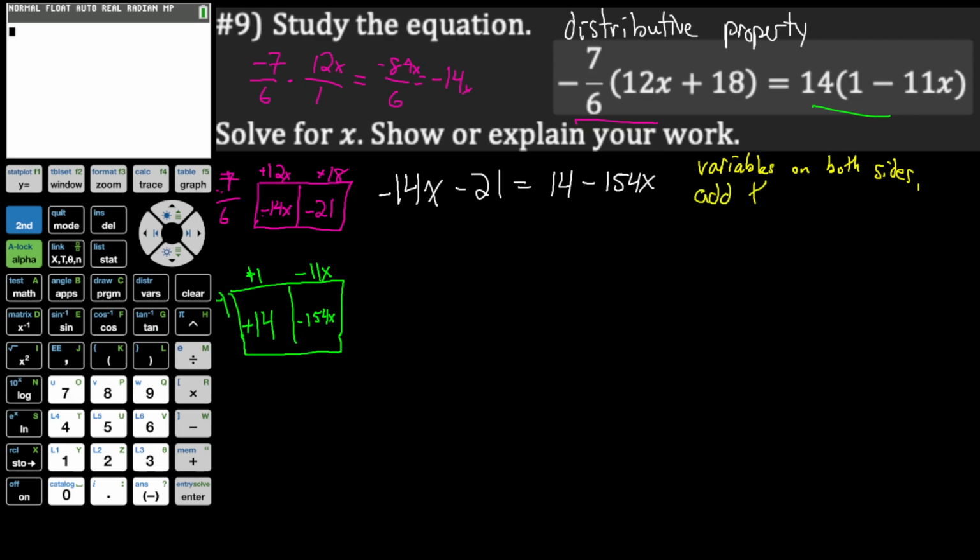add the opposite of the lower coefficient. And if you're unsure when I say coefficient, I'm talking about either negative 154 or negative 14. Which one is lower? Which one is colder? If you think of a thermostat or a thermometer, you're thinking, hey, that negative 154 is going to be lower, so that's what I'm going to add the opposite of to both sides. So I have plus 154x to both sides.